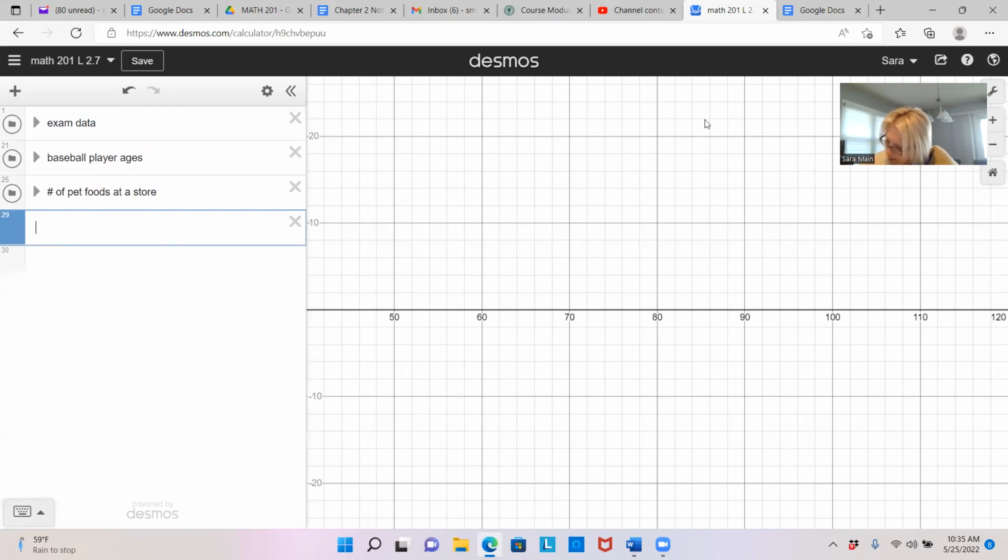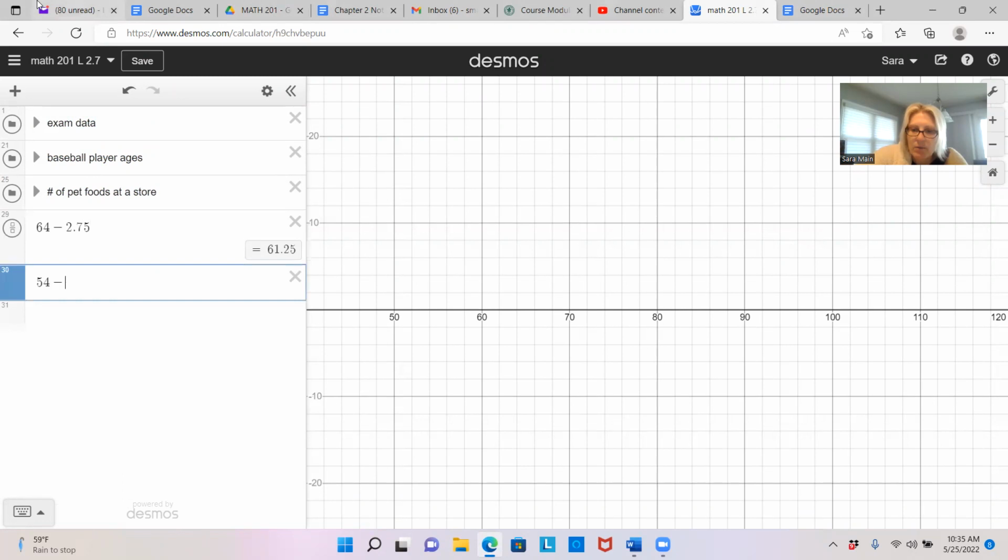So we are going to take 64 minus 2.75. That's one standard deviation. And then 64 minus 2 times 2.75 is the second standard deviation, which is two standard deviations. So that should be 58.5.